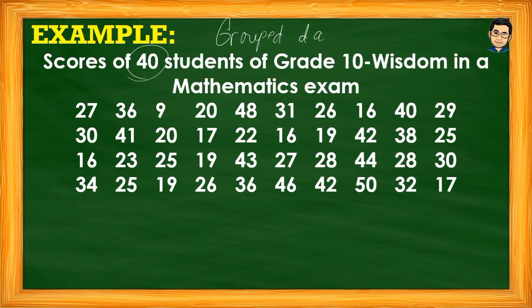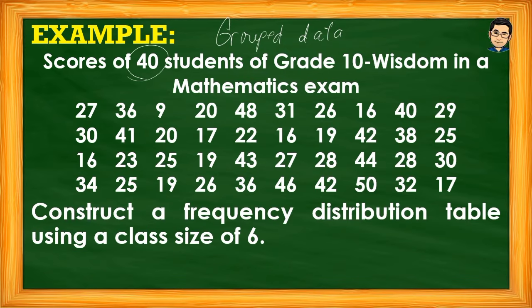Kasi mas madaling makita sila kapag ina-arrange natin sila. And then, mas madaling nakikita yung table, yung kung ano yung gusto nating malaman. At least well-presented sila using a frequency distribution table. Hindi magulo. Organize sila. That is why organizing data yan. So, construct a frequency distribution table using a class size of 6.